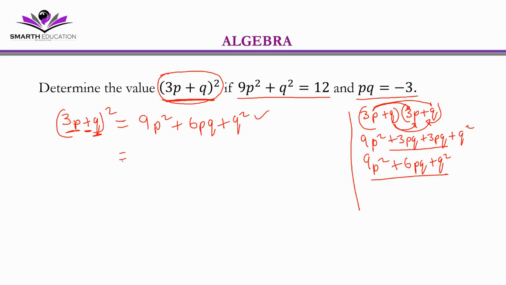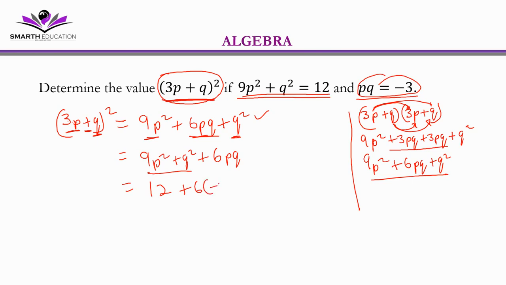So now if you check here, we have 9p² + q² plus 6pq. Then 9p² + q² is equal to 12 here. So this is 12 plus 6 times pq, and pq is -3, so it has -3, which is 12 plus -18, which is 12 minus 18, and you're getting -6. That's the answer.